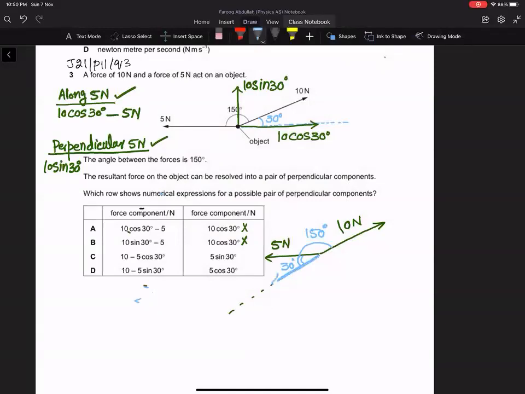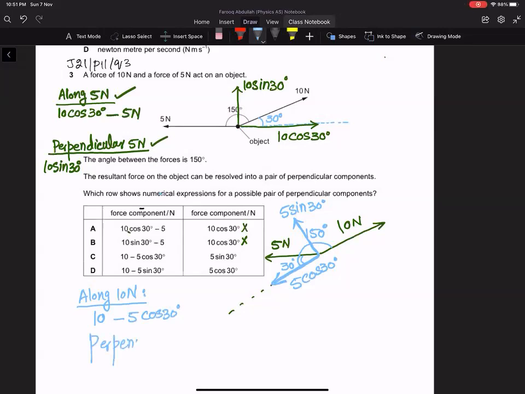this component will become 5 cos of 30 and this component will become 5 sine of 30. Now, one of the components is along 10 Newton and one is perpendicular to 10 Newton. So we can say that along 10 Newton, we have 10 minus 5 cos of 30.